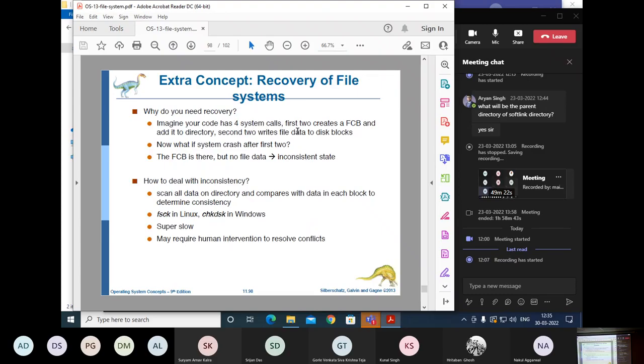There has to be some way to recover. What is the way to recover a file system? What do you surmise? How do you recover a file system?